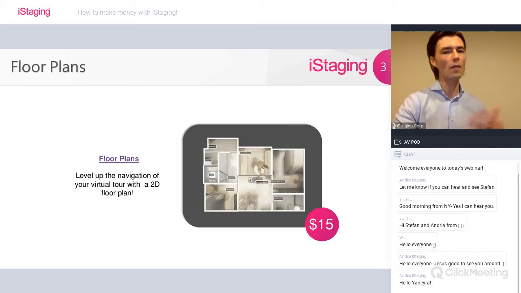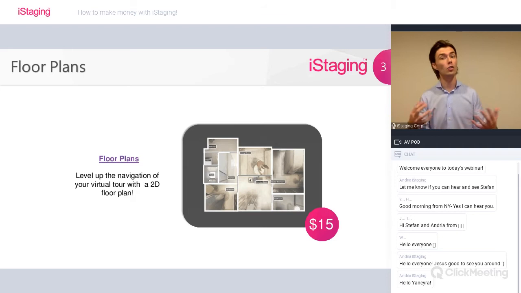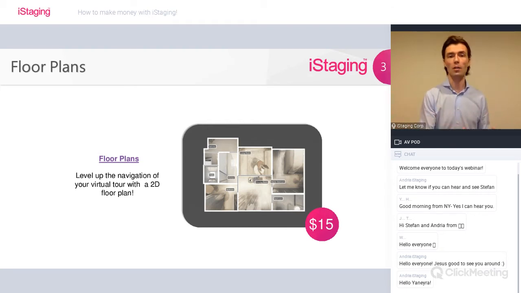Okay, then number two, we have obviously all kinds of add-on solutions and add-on services. And the first one is a floor plan. Your clients can order floor plans based on the virtual tour that they've created, and they will receive two JPEG images. One is a 2D top view, which is the one that you see on the screen right now, and the other one is more of a 3D perspective view. You can then upload both of those, or either one of those, onto your virtual tour to level up the navigation of your virtual tour for just $15 per floor plan.